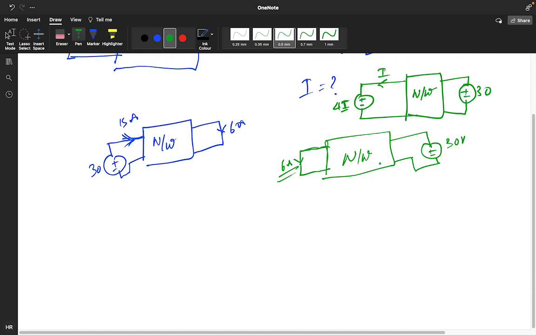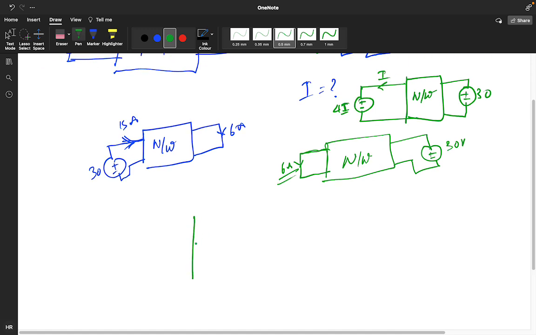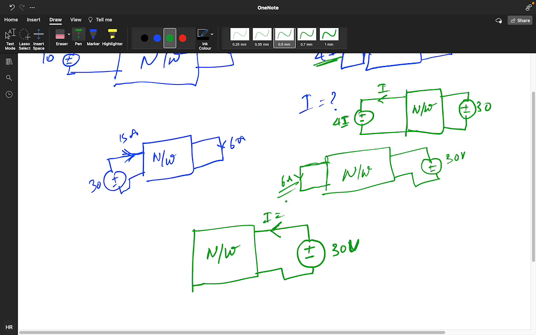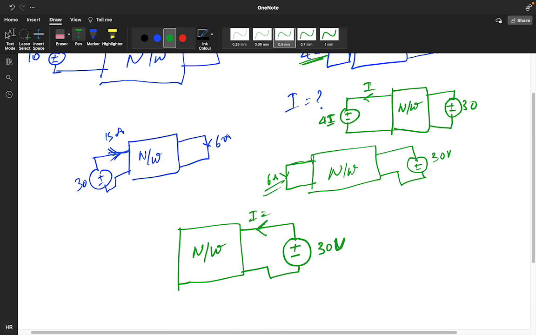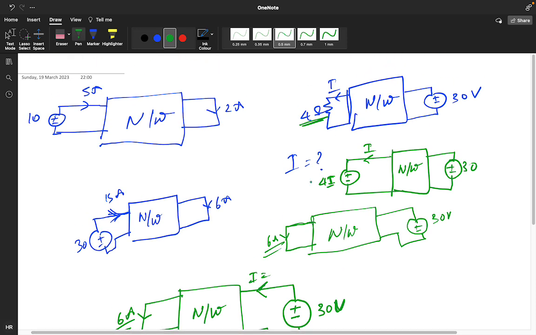We are assuming we have some network. Here the voltage is 30 volt and we are getting the current I. This particular branch current I, we are getting, and 6 ohm. These things we know, but we need to find the current across this 4 ohm.